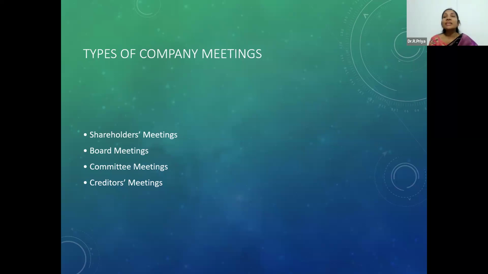Then the CSR committee meeting, the corporate social responsibility committee. In that committee, they decide how much amount per year we want to spend on CSR, because CSR is most important nowadays.